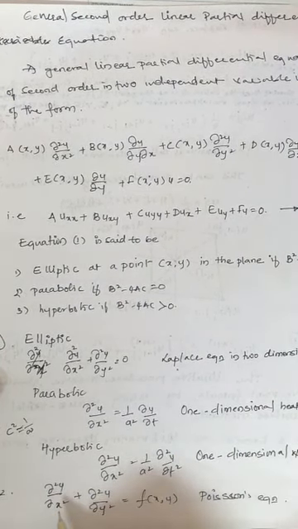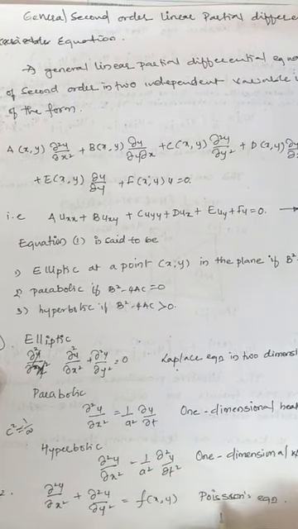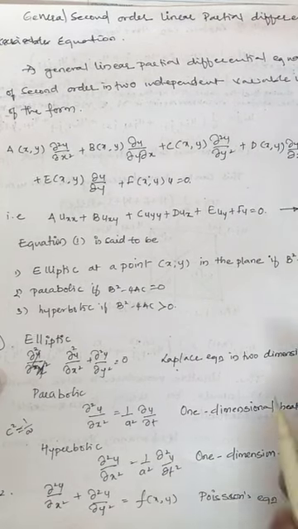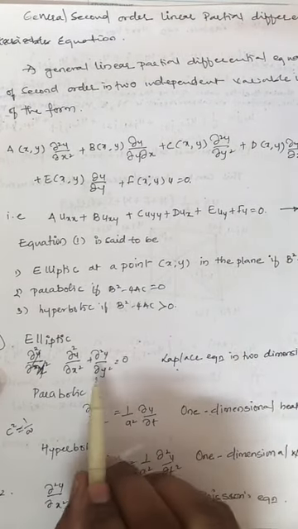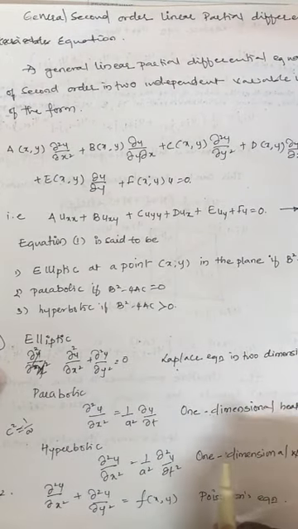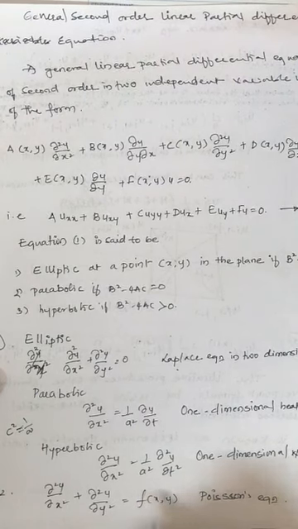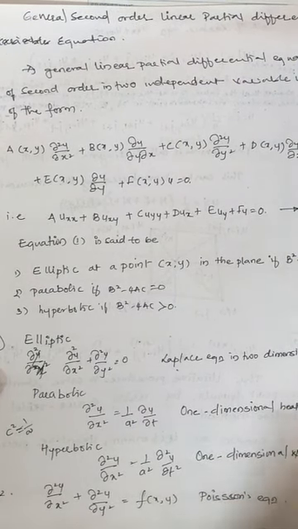Similarly, ∂²u/∂x² plus ∂²u/∂y² equal to f(x,y) will be called a Poisson's equation. The difference between the Laplace equation and the Poisson's equation is that in a Laplace equation, u_xx plus u_yy will be equal to 0, whereas in the Poisson's equation it has some function on the right side.